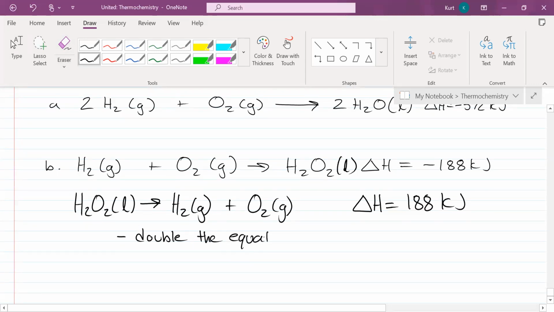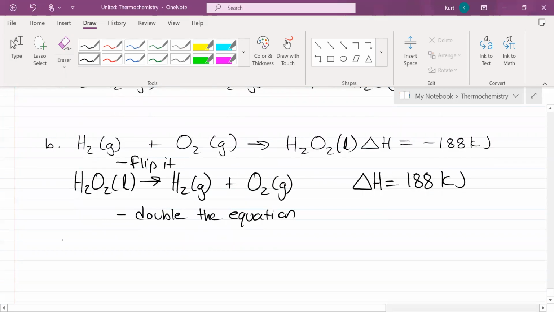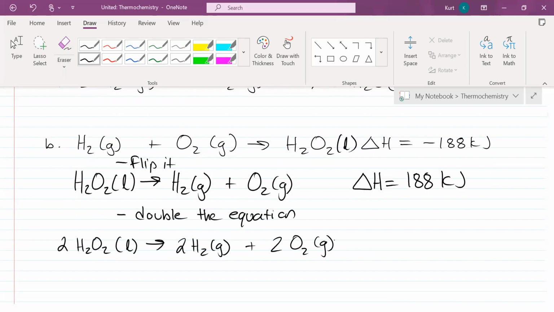Still with me, Max? So the first thing you guys had to do is you had to flip it. Now you're going to double the equation. So we're going to have 2 H2O2, 2 H2, and 2 O2. So Kayla, this is your last question. If you doubled the entire equation, what else do you have to double? This is the number one thing that my students forget to do every single time we come up to this type of problem.